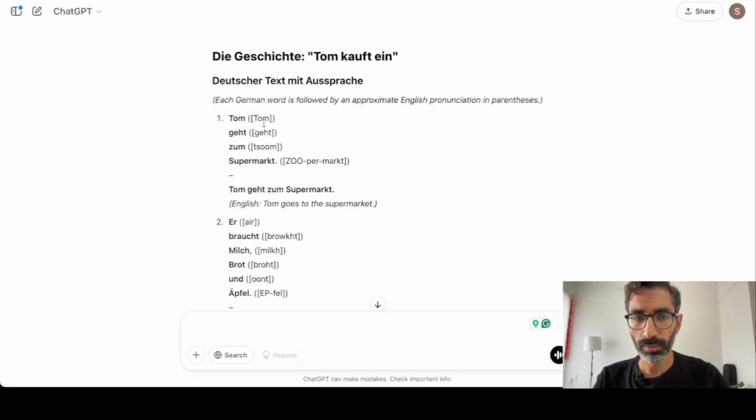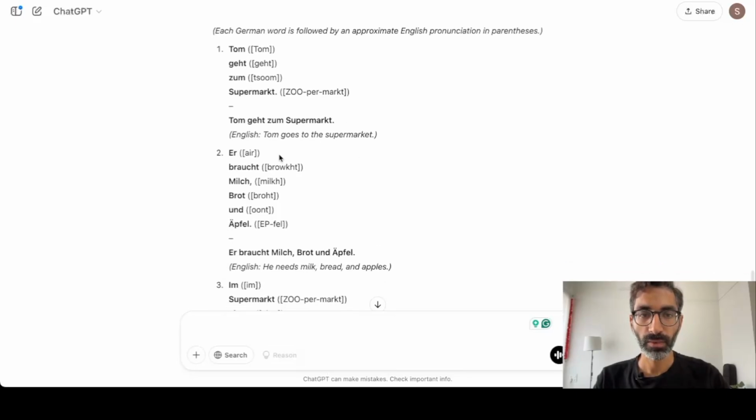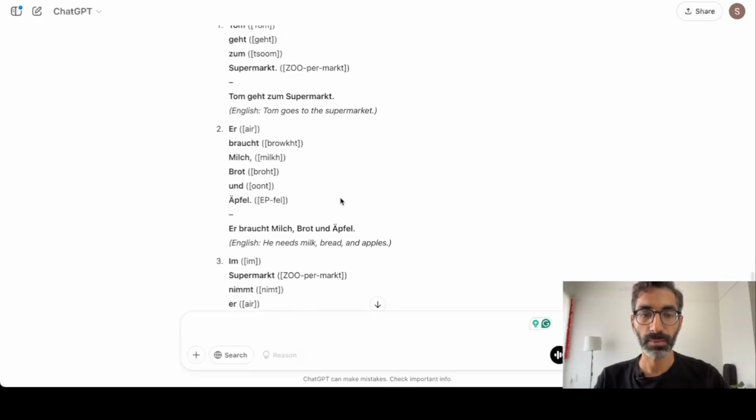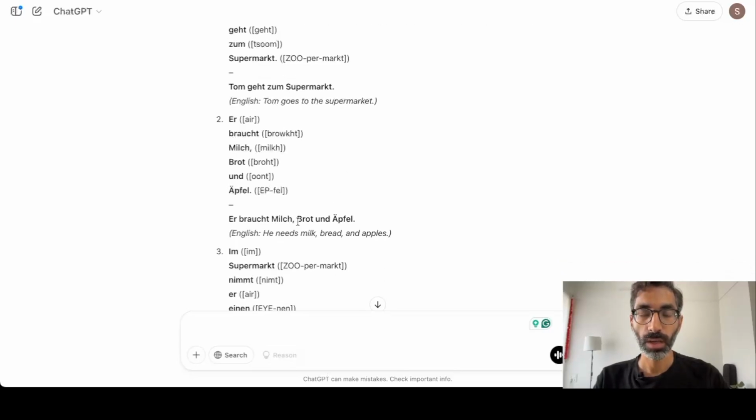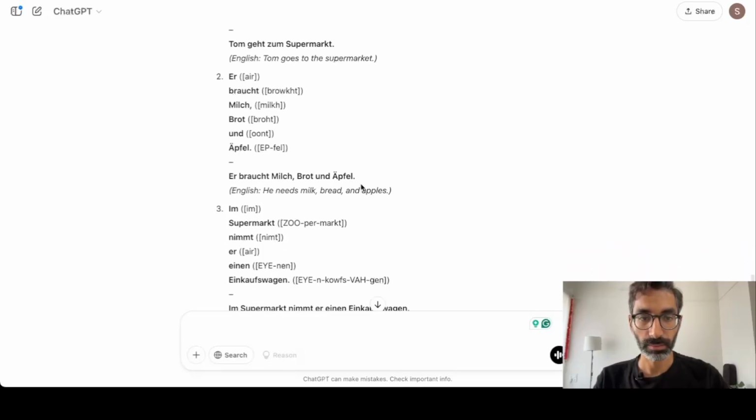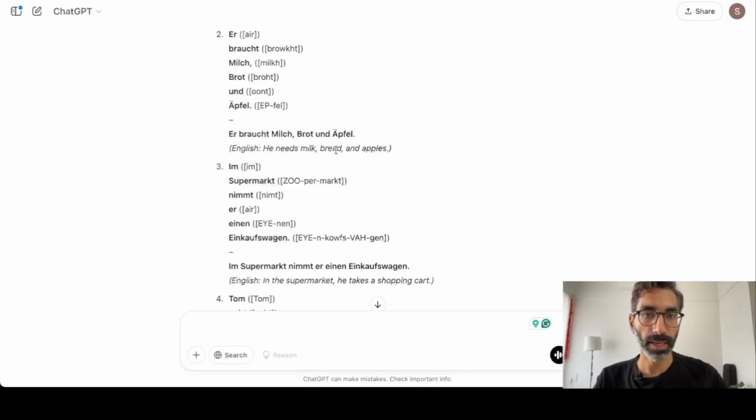So Tom, gate. This looks like Z, but it's pronounced as Zoom. Supermarket is called Supermarkt. So how do we say this sentence? Tom geht zum Supermarkt. Okay, which means Tom goes to the supermarket. Braucht Milch, Brot und Äpfel, which means he needs milk, bread and apples.